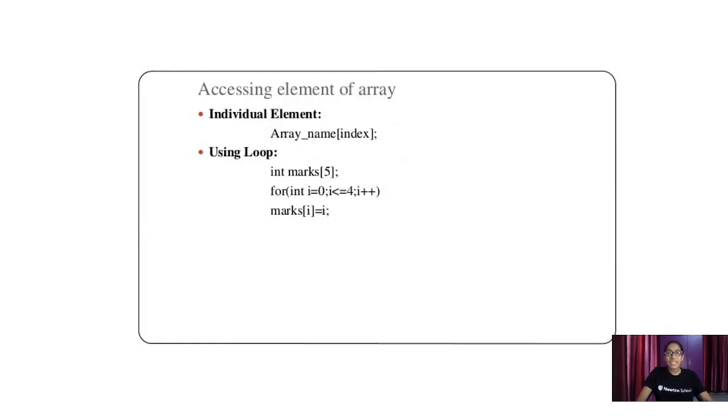Now, how do you access the elements of your array? There are two ways to do that: individual element or using a loop. Individual element means you simply use the array name with the index of that element, and otherwise you use a loop.